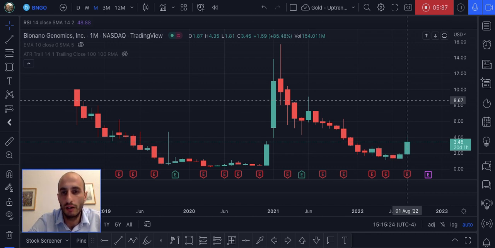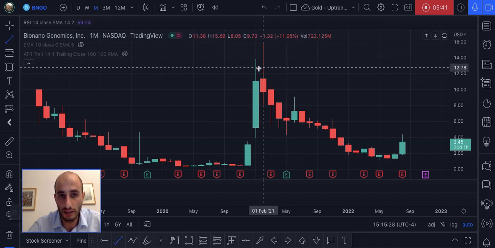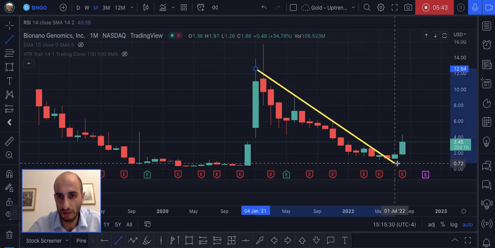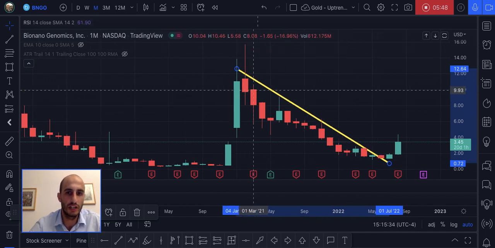And off we go. Okay, first to start with: trend analysis and market structure. We can already draw this trend line here. This market has been in a downtrend since the beginning of January 2021.